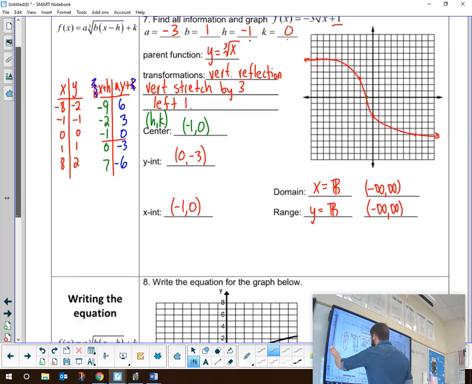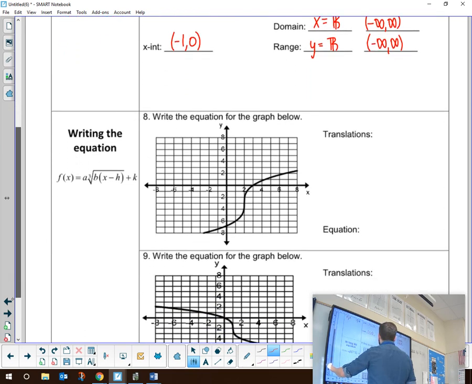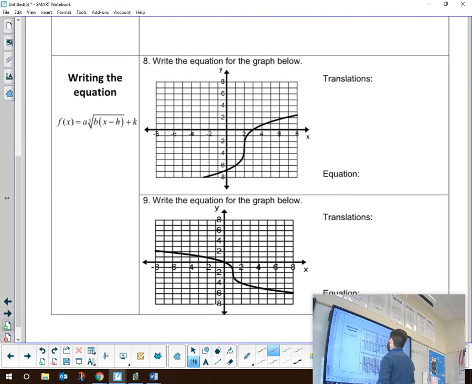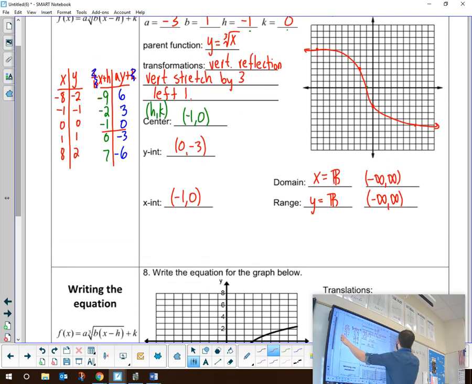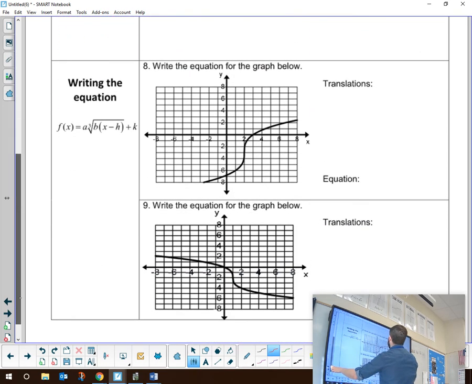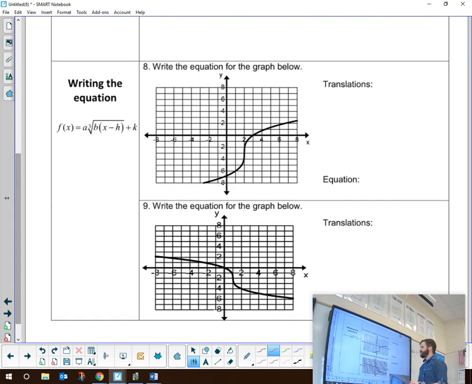All right. Last but not least, let's write some equations from a graph. So number 8, we're going to write the equation for this one. So it is a positive graph. Remember, our last graph was negative. It opened in that downward direction. This one is a positive graph, so we don't have to worry about a reflection or anything.